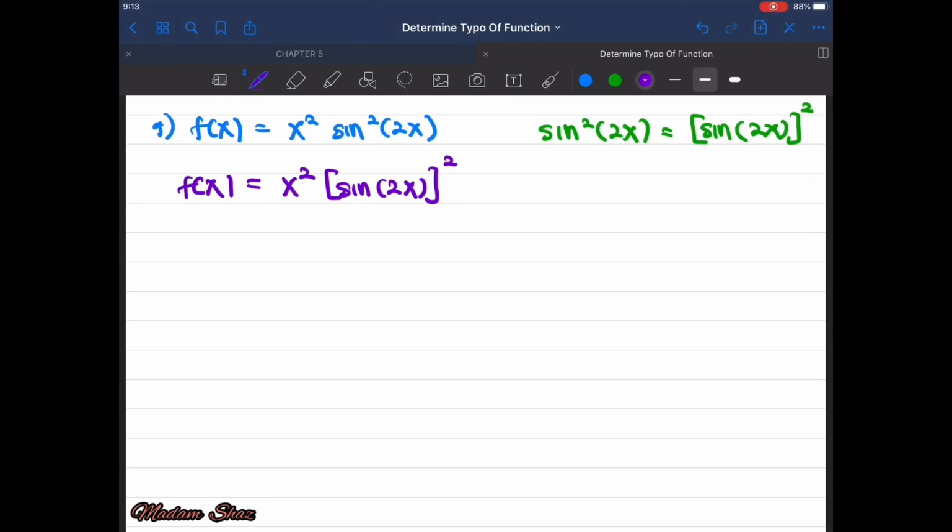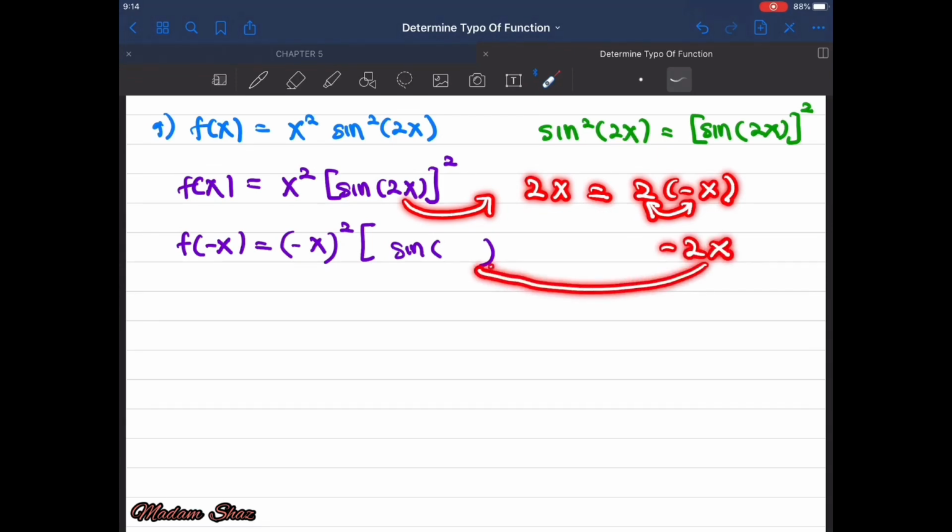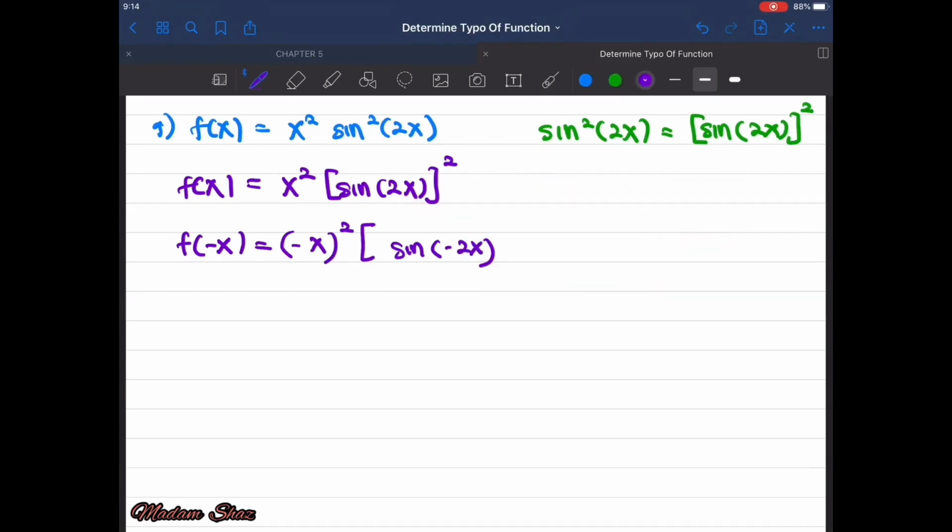So now substitute x become negative x. f(-x) is equal to x square will become negative x, the power of 2, big bracket, sine of 2x. When we substitute x become negative x, this one will become 2 multiply negative x. 2 multiply negative x will become negative 2x. So negative 2x will be substituted in this bracket. Negative 2x. Close the bracket, the whole thing to the power of 2.